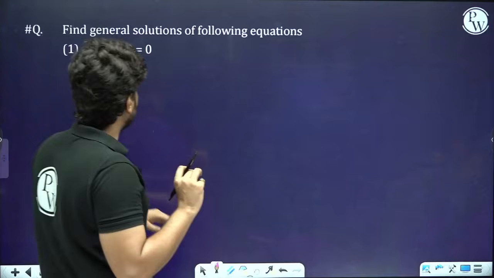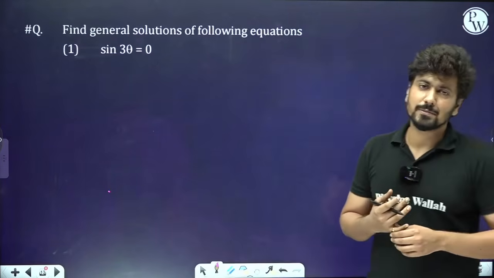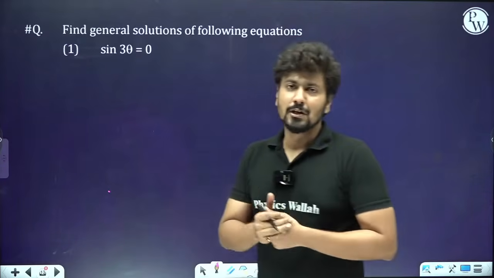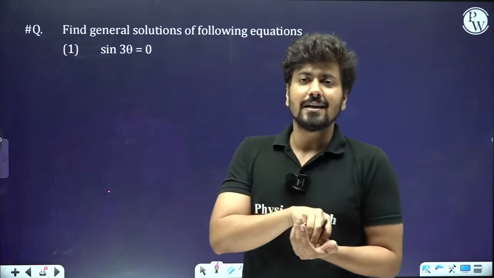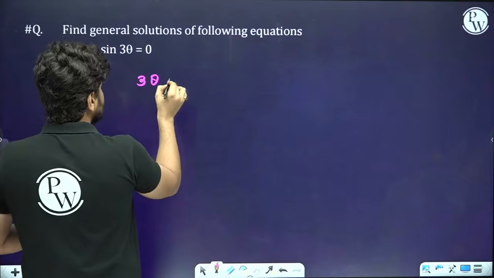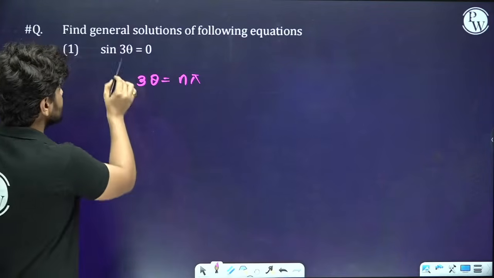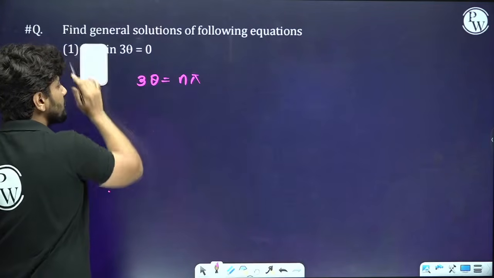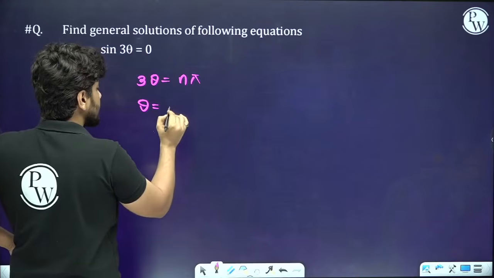So if we want to find the general solution of sine 3 theta is equal to 0. Instead of sine theta, we have sine 3 theta. We know that sine becomes 0 when the input inside is n pi. So here 3 theta will be an integral multiple of pi. So theta will be equal to n pi by 3.